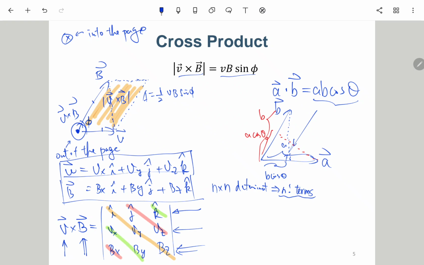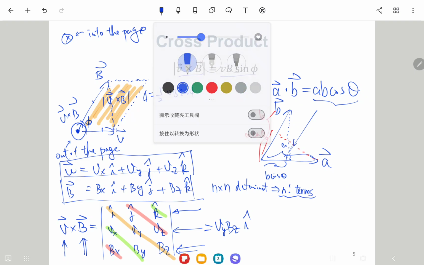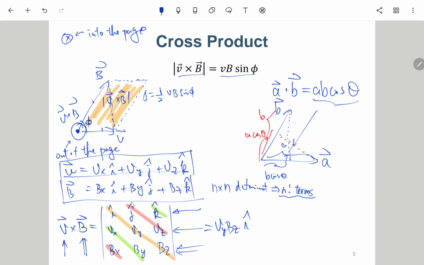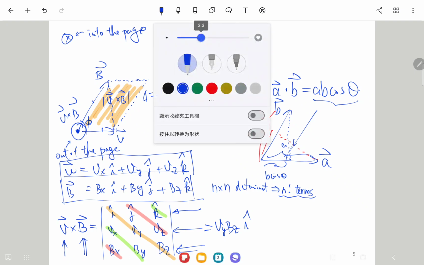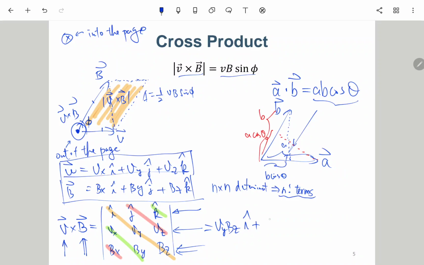Okay, so these 3 we have positive value. Which means for the orange one we have vy, bz, and then i hat. I just put the unit vector at the end for each term. So this is the first one, and for the second one, let's say this pink one, vz bx, and then j hat, and then next the green one, vx by, and then k hat.